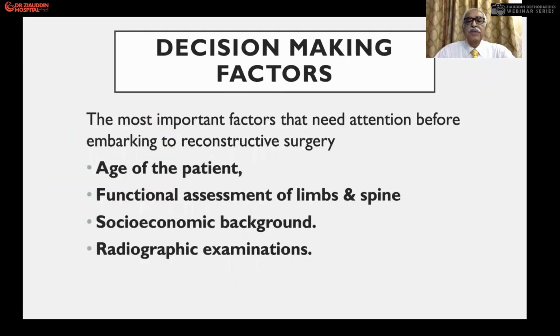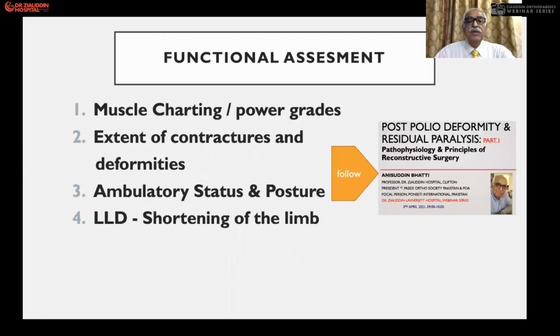During decision making, there are certain factors, and the most important factor which needs attention is the age of the patient, functional assessment of the limb and spine, socio-economic background of the patient, and the radiological examination to know the subluxation, dislocation, and the deformities of the bone as well.